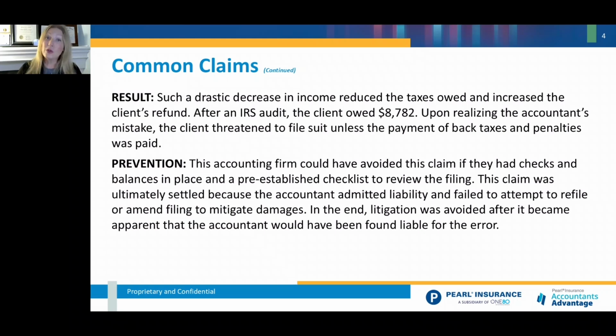Well, this accounting firm could have avoided this claim if they had checks and balances in place and a pre-established checklist to review the filing. This claim was ultimately settled because the accountant admitted liability and failed to attempt to refile or amend filing to mitigate damages. In the end, litigation was avoided after it became apparent that the accountant would have been found liable for the error.